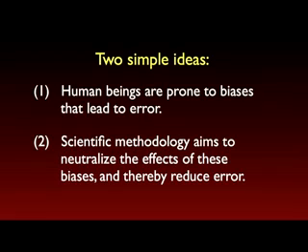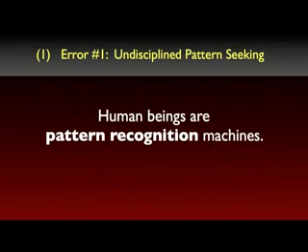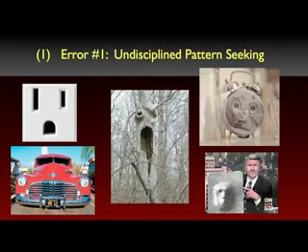First, human beings are prone to biases that lead to error. What sorts of biases? Well, there are lots. I'm thinking of 2 kinds of biases in particular. The first is related to the fact that we're pattern recognition machines. Human beings see patterns everywhere. We're bombarded by sensory data, and our natural disposition is to seek out patterns in the data and attribute meaning to those patterns. An obvious example of this is our tendency to see faces in anything that remotely resembles the configuration of features on a human face.